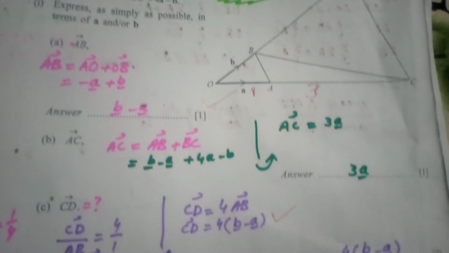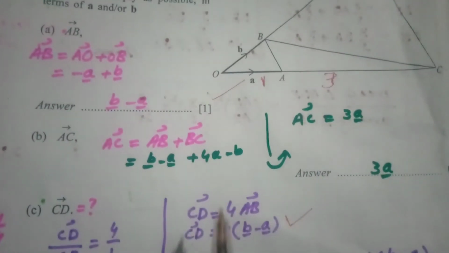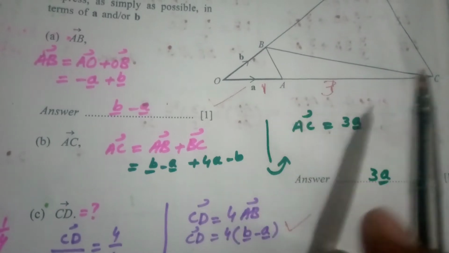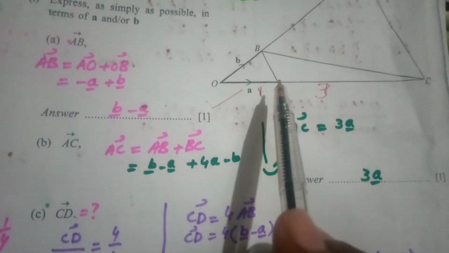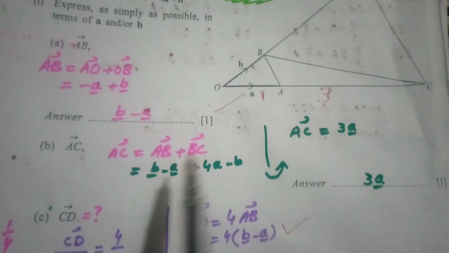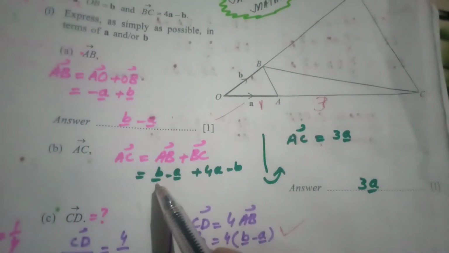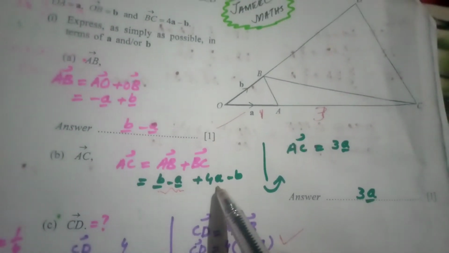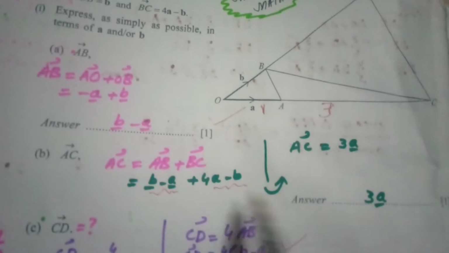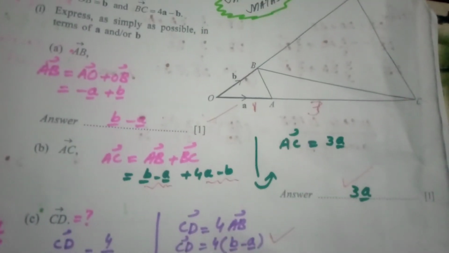Okay, the next one is AC. For AC, you can use the triangular law, that is AB plus BC. AB we have already solved in the first part, and BC is given to you, that is 4A minus B. Then you simplify and the answer will be 3A.